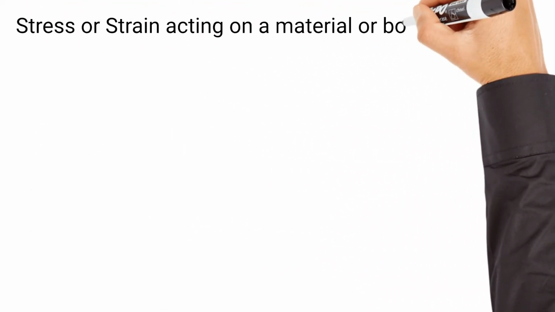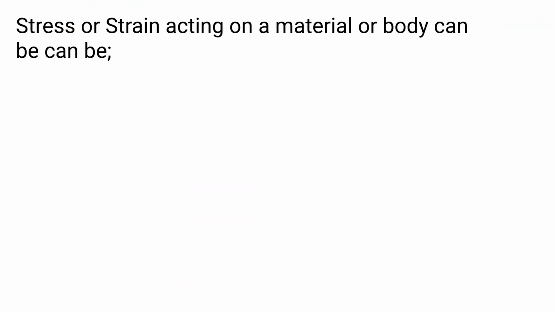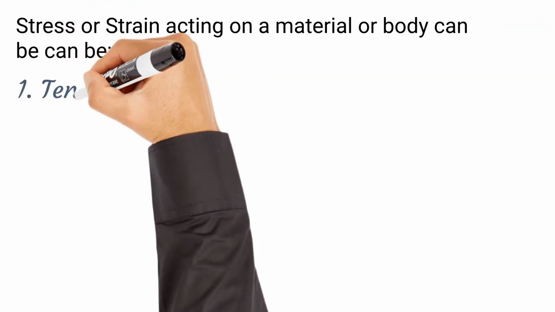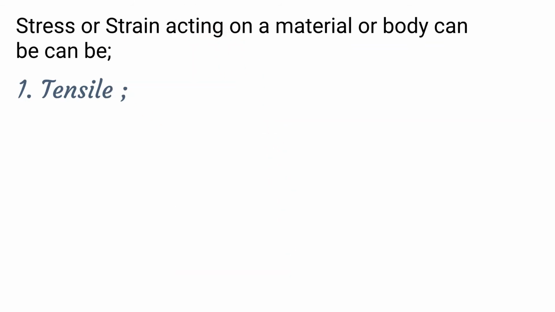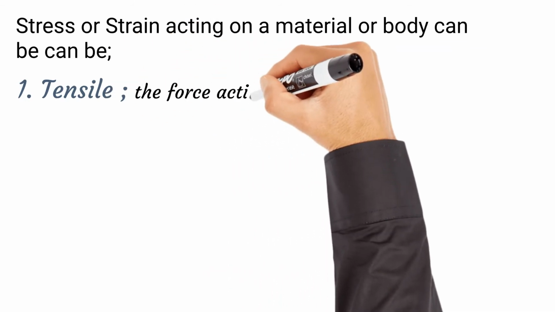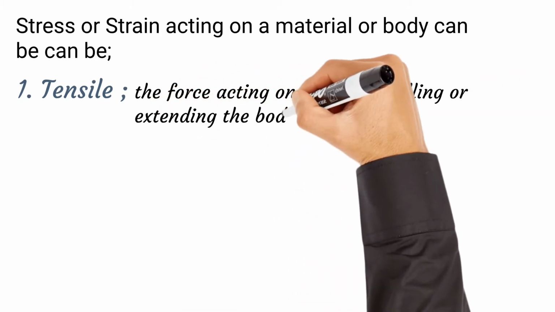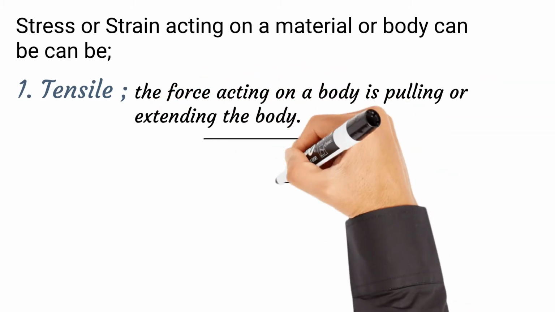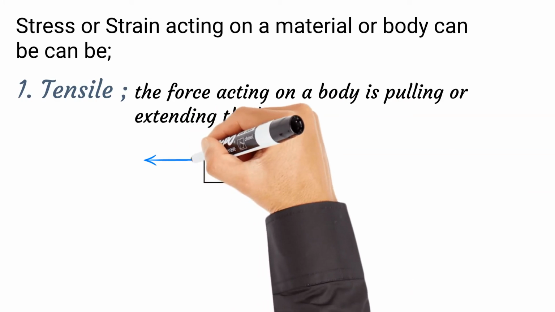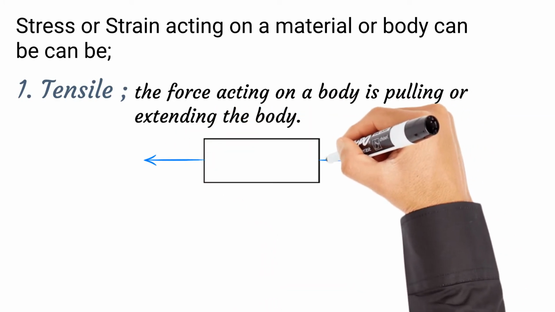Stress or strain acting on the material or body can be tensile. So we can have tensile stress or tensile strain. This is when the force acting on the body is pulling the body outwards, when the force is dragging a body outwards.